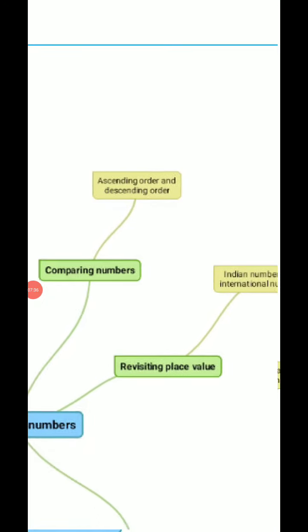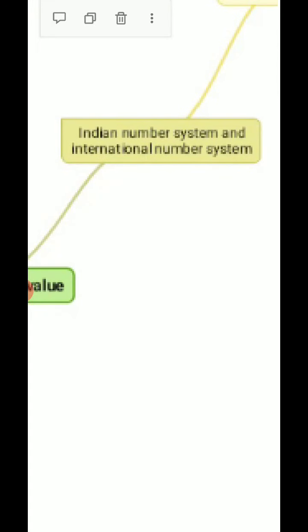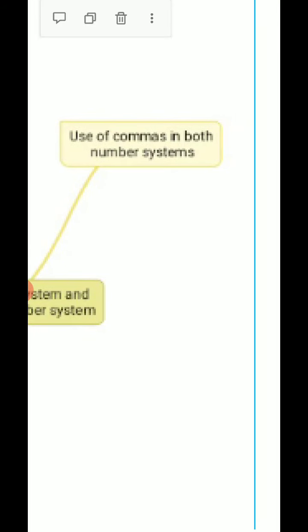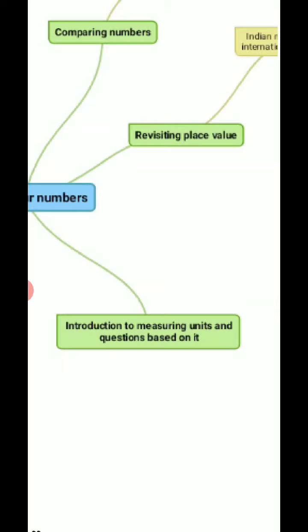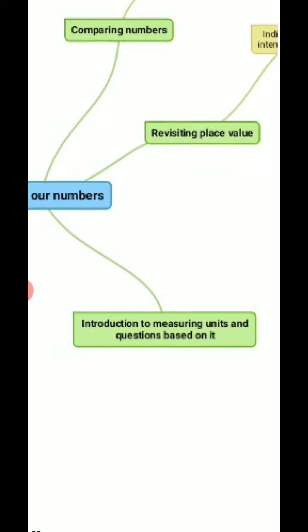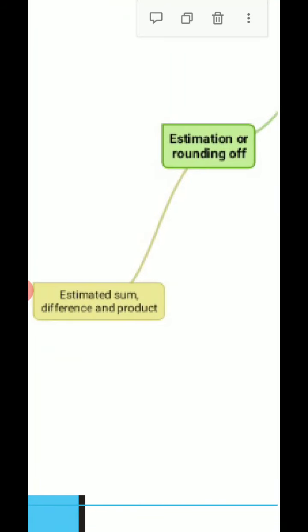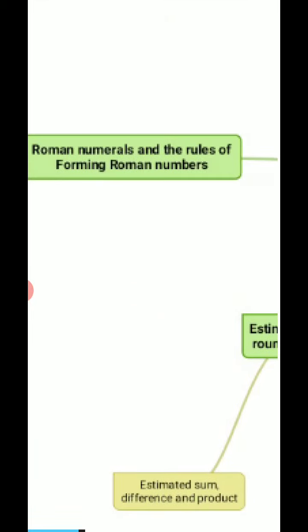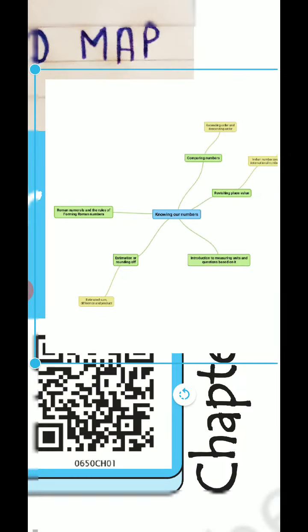The next subtopic that we will study is revisiting place value, that you have also studied in the previous classes. In revisiting place value, you will also learn about the Indian number system and the international number system, and also the use of commas in both the number systems. The next subtopic that we will learn in this chapter is introduction to the measuring units and the questions based on it. The next subtopic is estimation or rounding off the numbers. And in estimation and rounding off, we will do estimated sum, difference and product of the numbers. And the last subtopic that we will deal with is Roman numerals and the rules of forming Roman numbers. So these are the subtopics that we are going to study under the chapter Knowing Our Numbers.